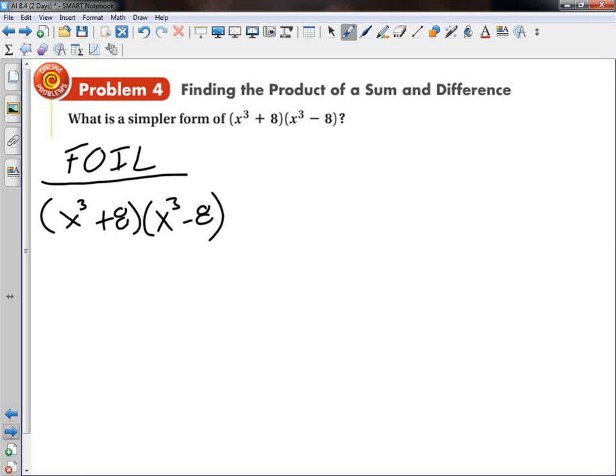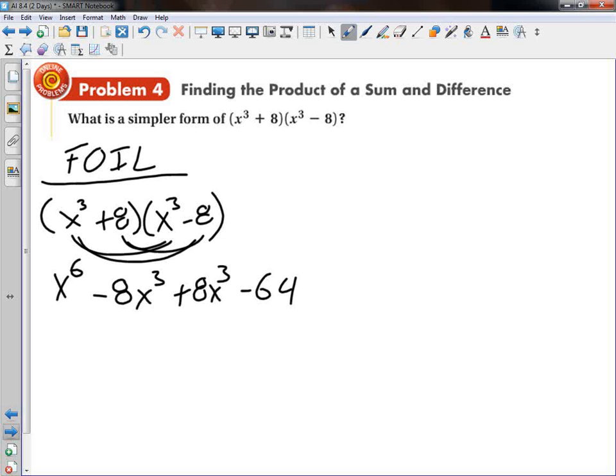All right, so FOIL first. X cubed times x cubed is x to the 6th. X cubed times negative 8 is negative 8x cubed. 8 times x cubed is plus 8x cubed. And 8 times 8 is 64, and there's one minus sign. So one minus sign, 64. Now if we look at these two terms, negative 8x cubed plus 8x cubed makes 0, so those cancel each other out, leaving me with x to the 6th minus 64.